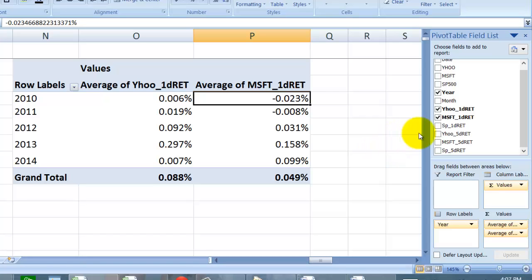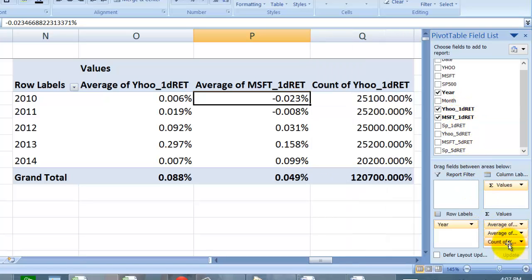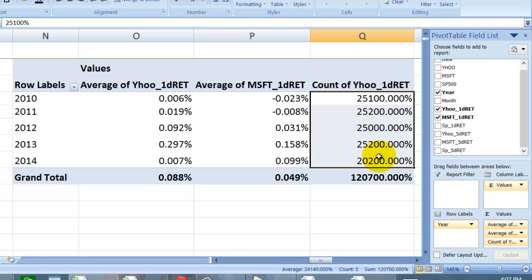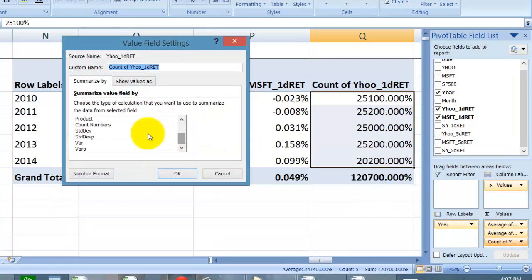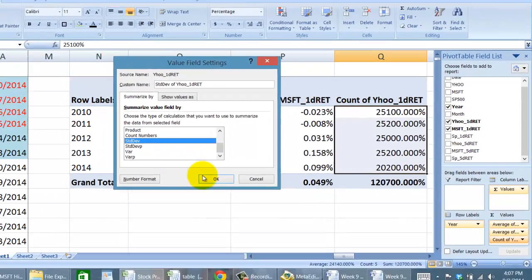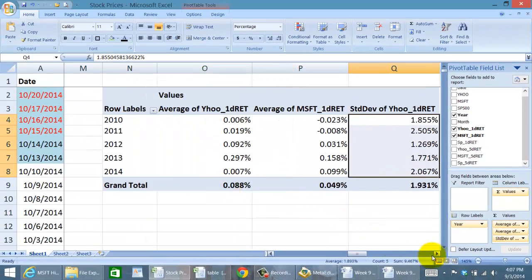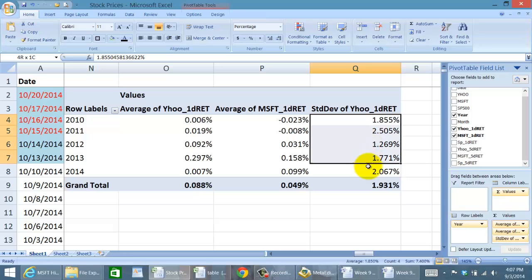And you can add the average for S&P. Okay. However, what I want to show you in the next step is to do the risk or the standard deviation. How can we do it? Okay, we can select Yahoo and throw it into the value here. We have another column. Now for this column, you don't want count, you don't want average, but you want the so-called standard deviation. Yep, here we go. Standard deviation.